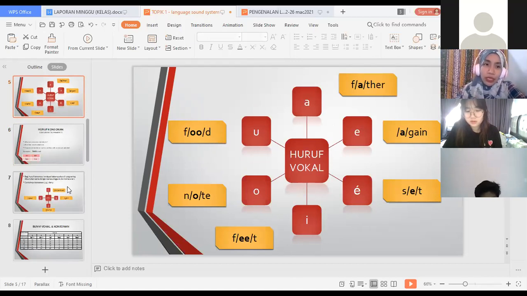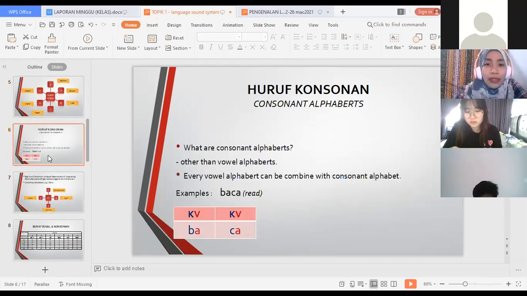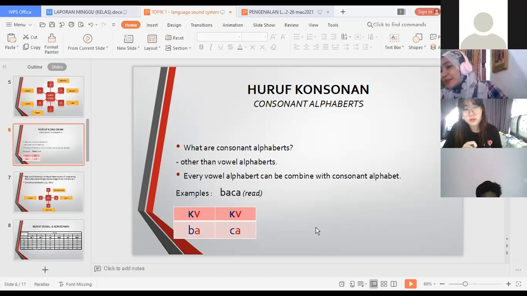Now we're talking about the consonants. What is a consonant alphabet? Your answer is already in front of you. What is a consonant alphabet? Other than the vowel alphabet.